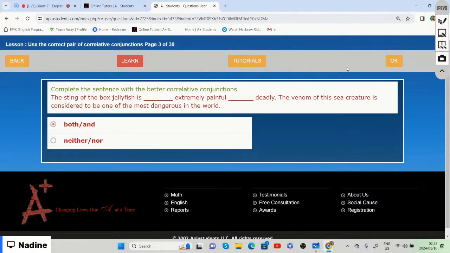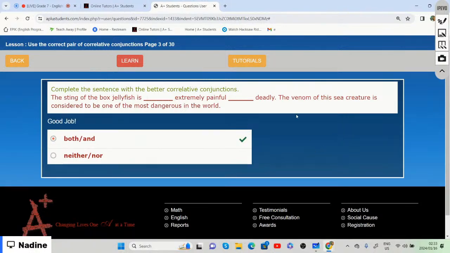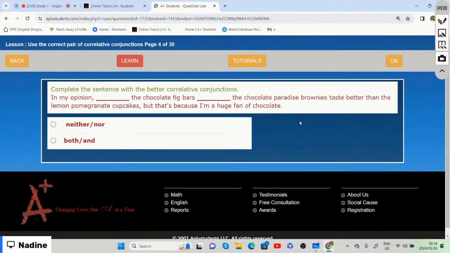So we said both or and. In my opinion, are we going to say neither the chocolate fig bar nor the chocolate paradise brownies taste better than lemon? But that's because I'm a huge fan of chocolate.